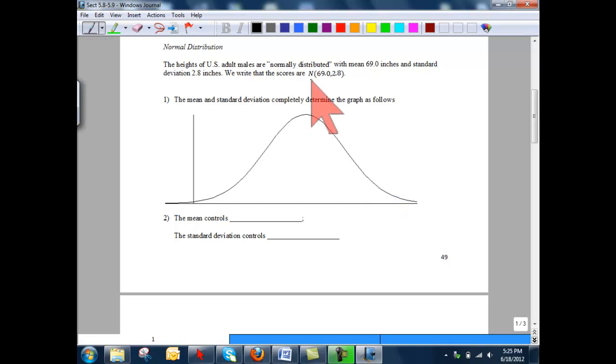Here's the notation that we'll use: Normal, and then first you give the mean, so this number is x bar, and second you give the standard deviation, so this number is s.